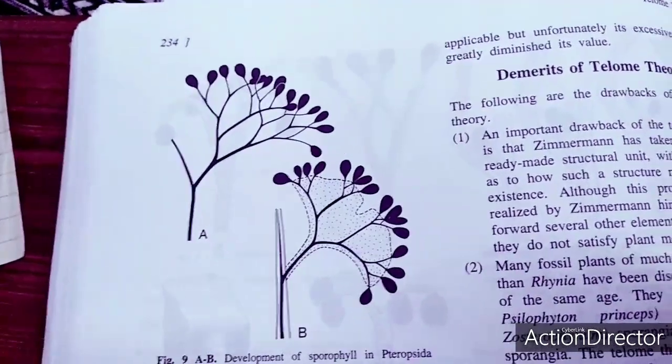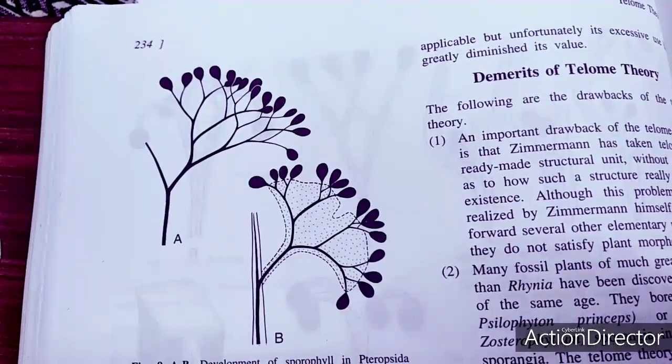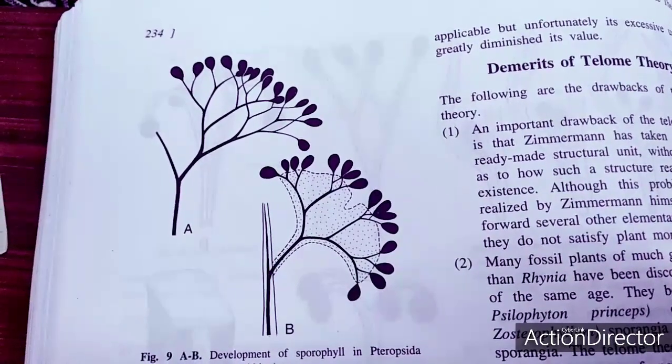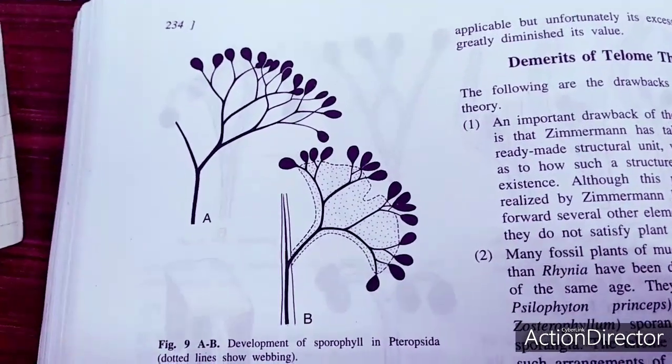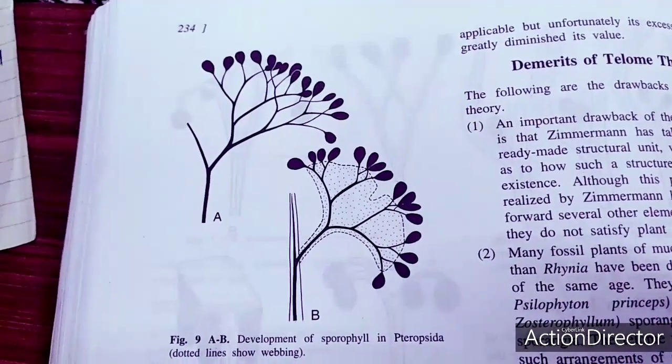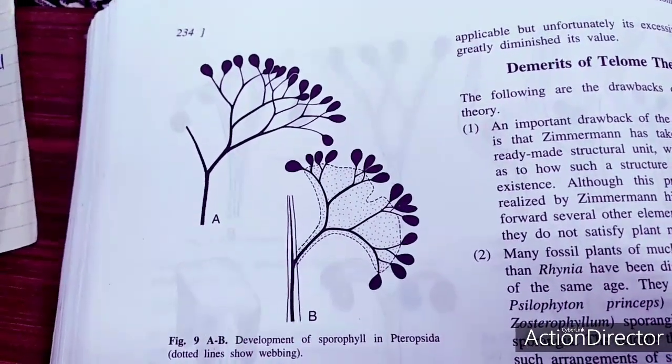So as we just talked about the telome theory, which has been put forward by Zimmermann, there are certain processes which are plus, which are minus. So these are called the merits as well as the demerits of the telome theory.